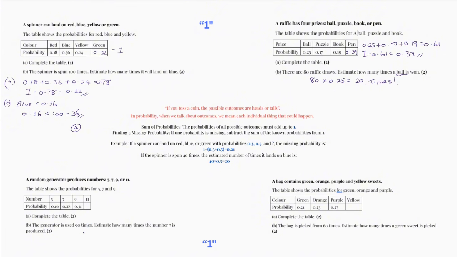A random generator produces numbers 5, 7, 9 or 11. Complete the table. So we're going to do the same. And that comes to 0.75. So our answer is 0.25.